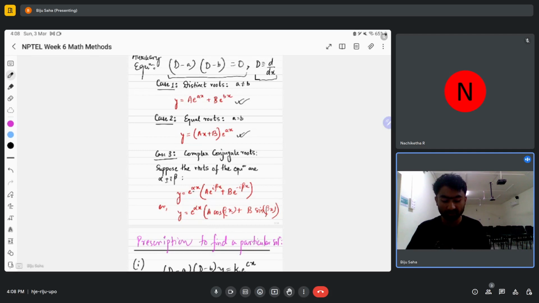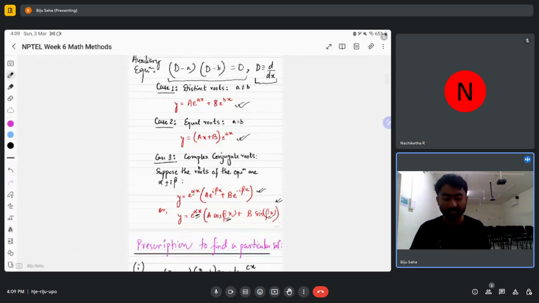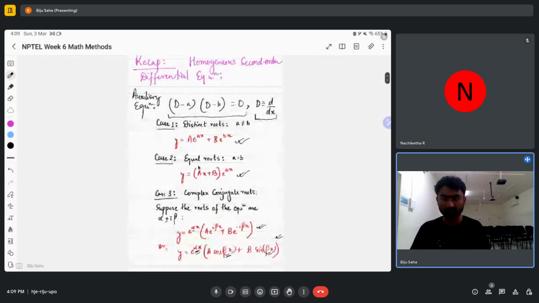So that case gives the solution to be of this form, either in the exponential Euler form e to the power i beta x, or in the form of cosine and sine. So yeah, the real part of the root appears in the exponential, and the imaginary part appears in the cosine and the sine part. So that's all with the homogeneous second order differential equation.